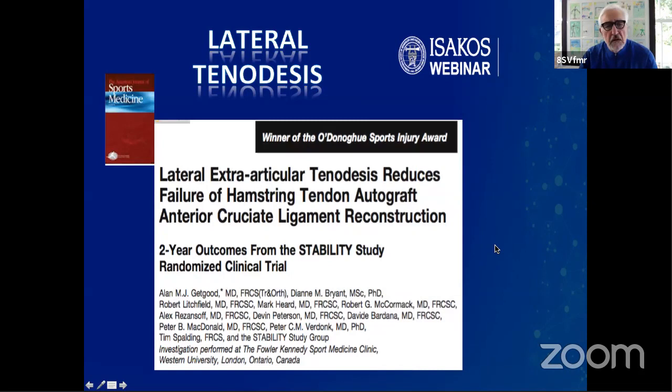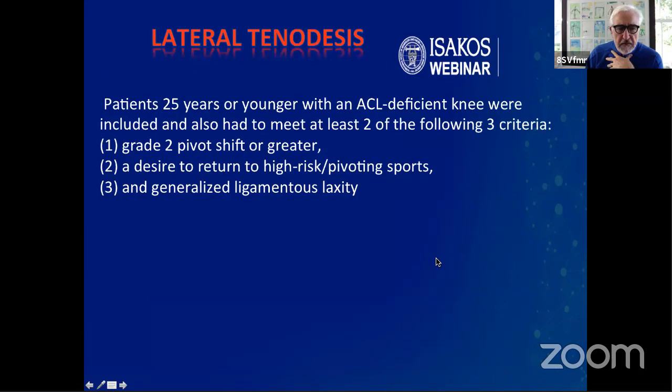All right, I'm just going to say something about lateral tenodesis, and it'll be nice to have a discussion of this afterwards. This is a study from the group from the Fowler Kennedy Sports Medicine Clinic in Ontario, Canada. It's Alan Getgood. This is also a study that Össur has sponsored. A multi-center trial, some good guys in there, and they really looked at how lateral tenodesis changes the two-year outcome for stability. It's a very good randomized clinical trial.